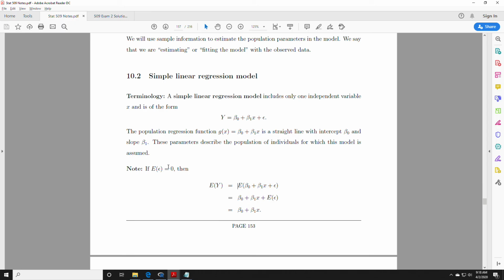And we just said the expected value of epsilon, if it's 0, then the expected value of y, which again is our response variable, what we're interested in, is just this. And so in general, that's what the linear regression model tries to do, is it's pretty much trying to model the average value of y for certain x values.